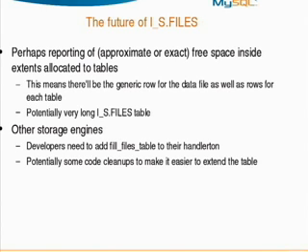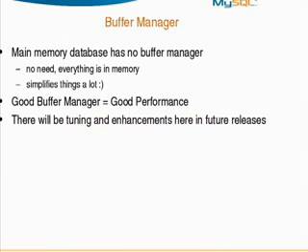So the future of, perhaps we will report an approximation or even exact count. Approximation's a lot easier for us to do, an approximation of free space inside the extents, and of course, other storage engines. So, internal stuff, of course, we now need a buffer manager. Since stuff is on disk and we have to cache that in memory, you have to work out that caching strategy. So, a good buffer manager equals good performance. Our one is okay in this 5.1 release, and naturally we're going to optimize that as releases go on.